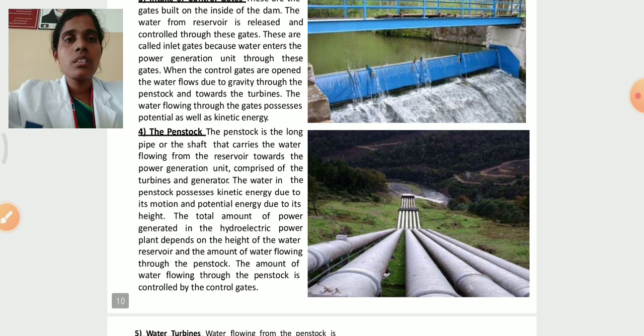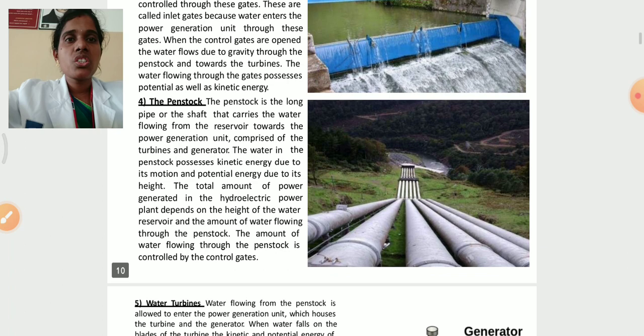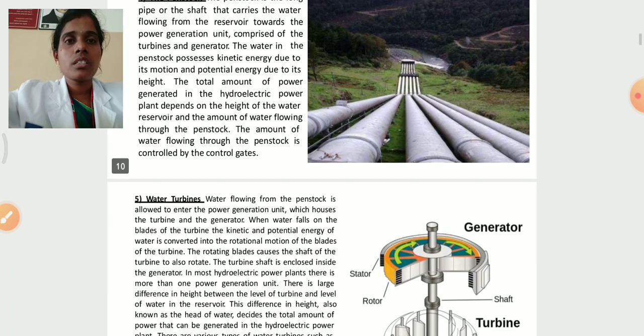The next important component is the penstock. The penstock is nothing but the long pipe or shaft which carries the water flowing from the reservoir towards the power generation units, which comprise the turbine and generator. The water in the penstock possesses kinetic energy due to its motion and potential energy due to its height. The total amount of power generated in the hydroelectric power plant depends upon the height of the water reservoir and the amount of water flowing through the penstock. The amount of water flowing through the penstock is controlled by the inlet gates, that is, the control gates.